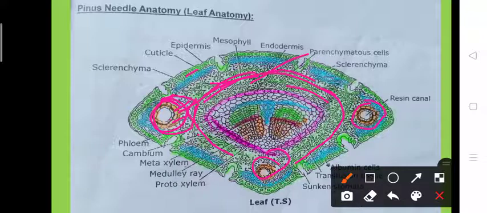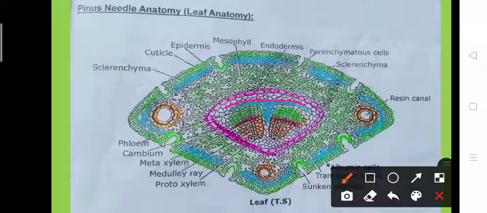Next, the last layer of the mesophyll is known as the endodermis. The limiting layer of the mesophyll is known as the endodermis. This endodermis contains barrel-shaped cells and prominent Casparian strips. This is about mesophyll. Next, move to vascular cylinder.